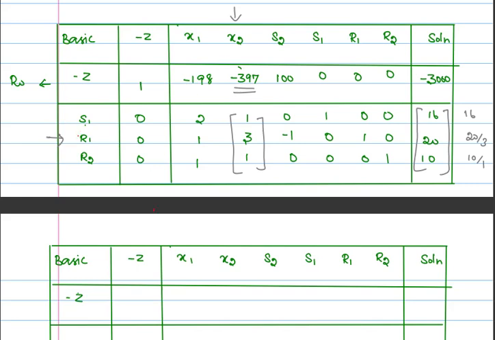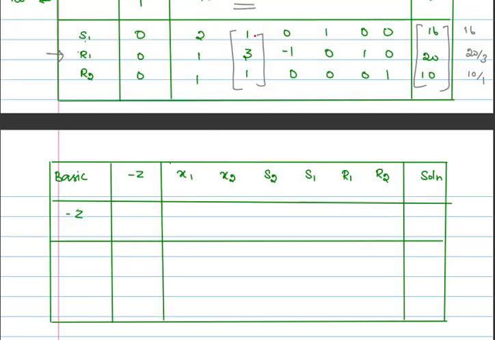X2 is the new entering variable. So what is the pivot position? This is my pivot position. I want to make this guy 1. So I want to write R2, this is not R2, this is row 2. So we can write row 2 divided by 3.